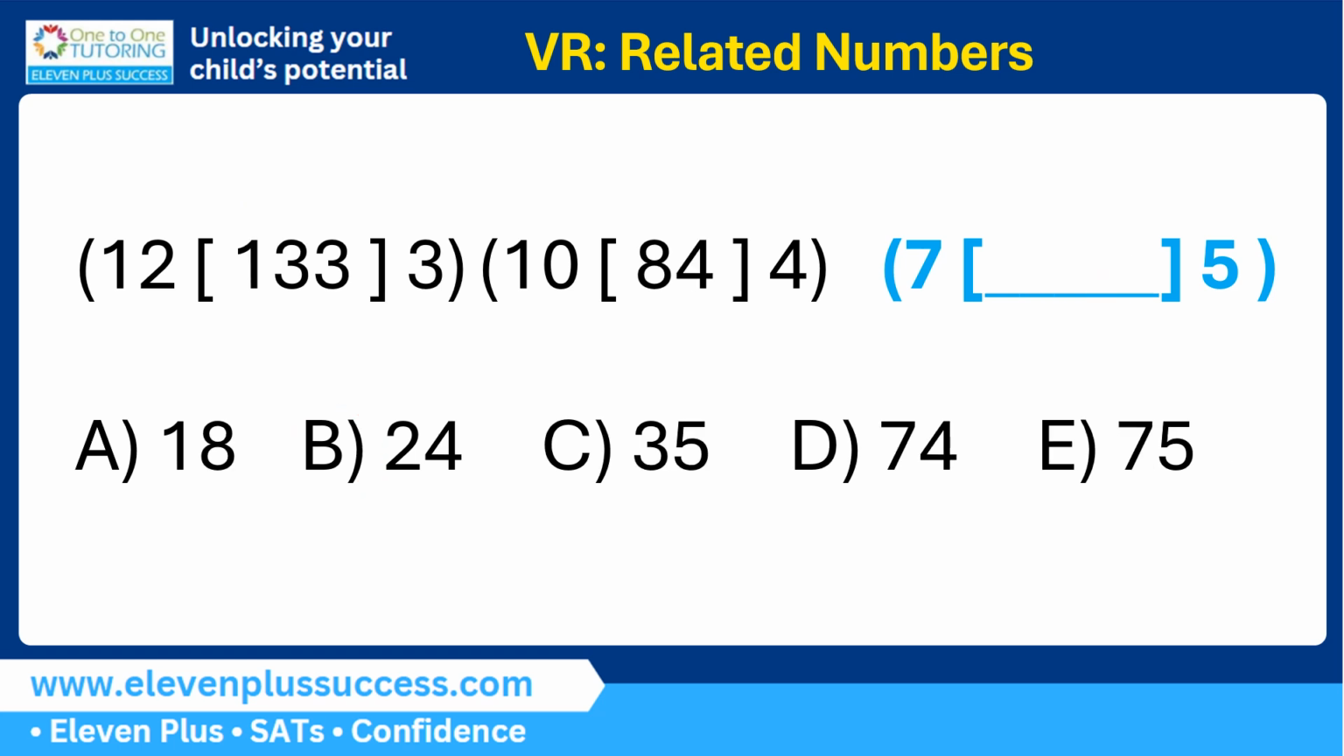This time, it's a little bit more complicated. I've got my 12 and my 3 to give me 133, and my 10 and my 4 to give me 84. So I'm thinking to myself, what can I do here to solve this problem?